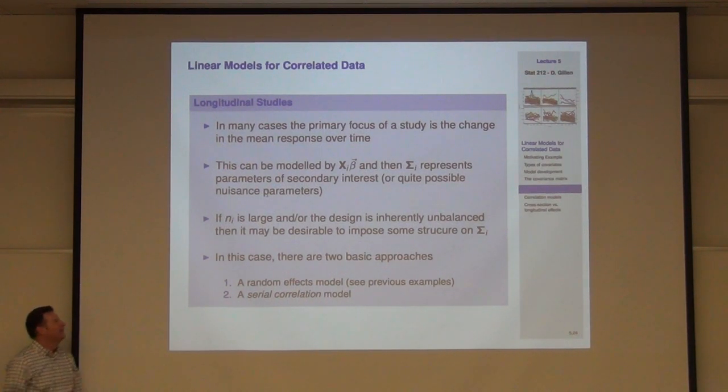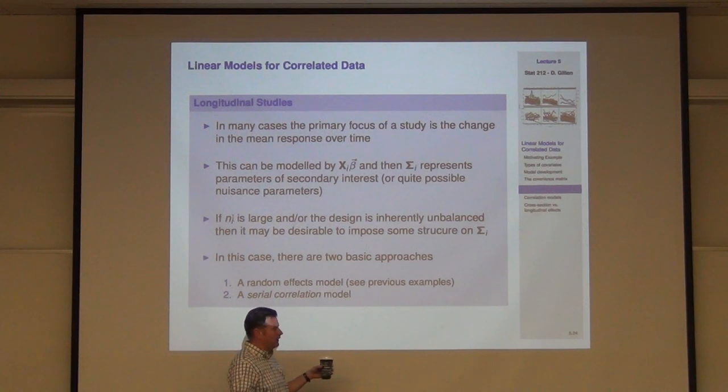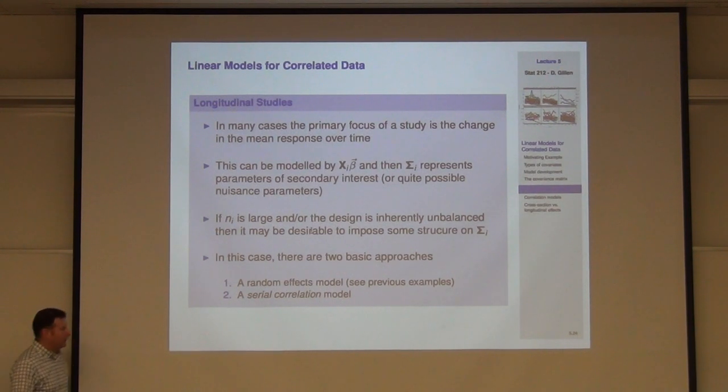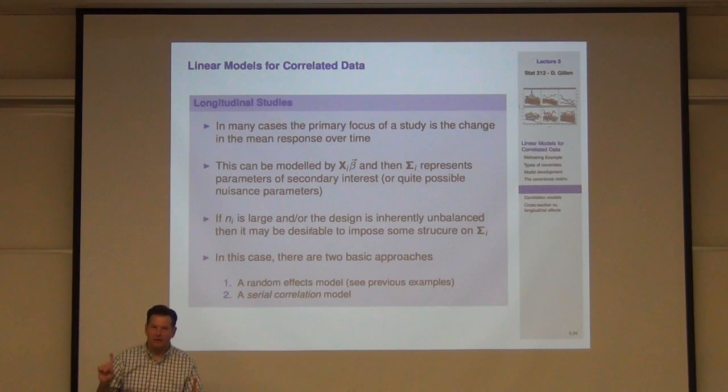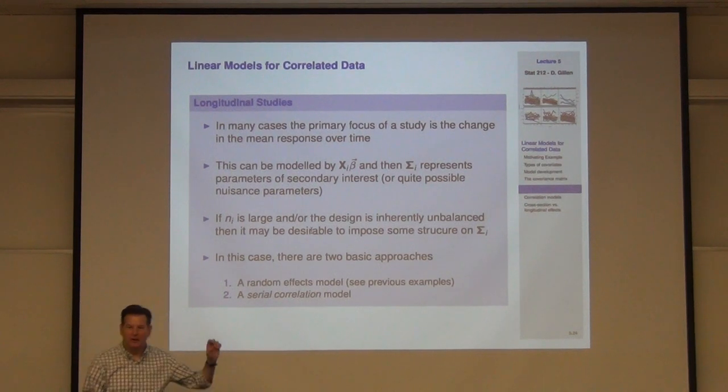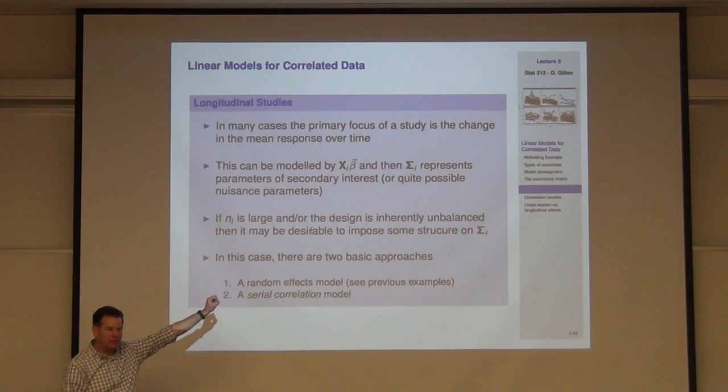Okay. So if Ni is large, like Stephen is saying, or if the design is inherently unbalanced, then we might want to put some sort of structure on sigma I. Ni being large means the dimensions of sigma I are getting big. Think about my kids with 10 measurements in the SDB data, that's 10 by 10. If I had taken 100 measurements, that's 100 by 100. And this goes back to another point I want to make relative to Steven's question. When you're talking about a lot of data, there are two different dimensions of information that I'm getting. I can take one child and measure their FEV 1,000 times.